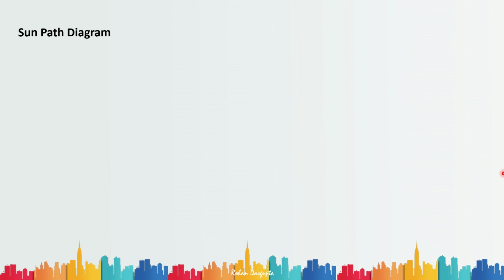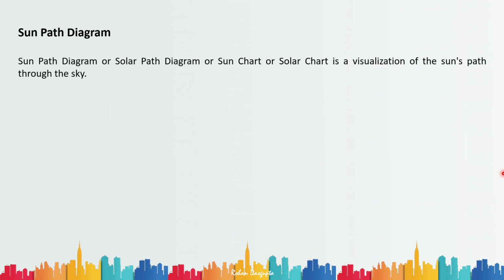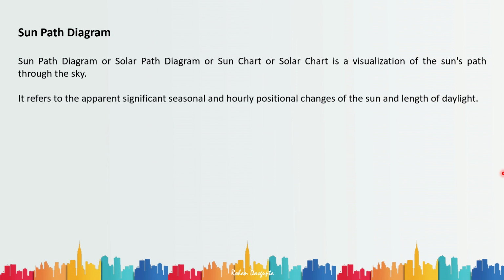I just want to quickly go through the definitions. Already, all of this has been discussed, so you can actually pause the video and look at the definitions here. A sun path diagram, or solar path diagram, or sun chart, or solar chart, is a visualization of the sun's path throughout the sky, isn't it? So it is basically a visualization of the sun's path through the sky.